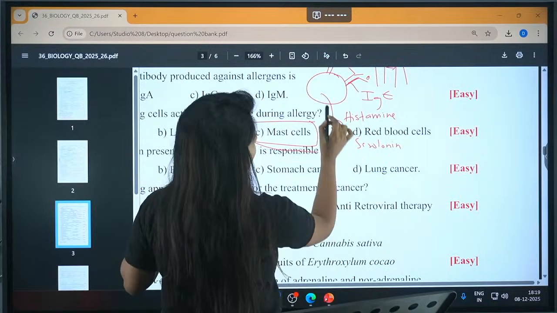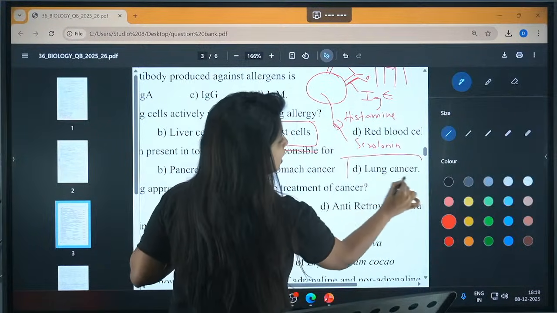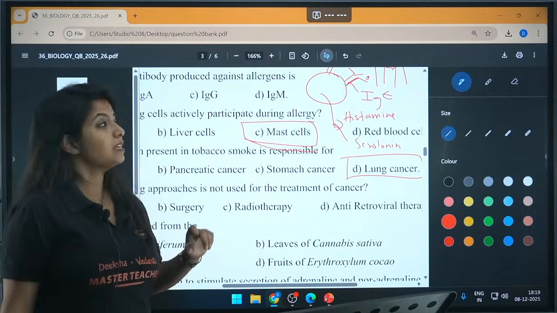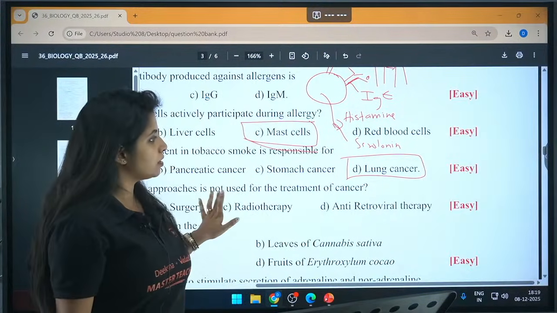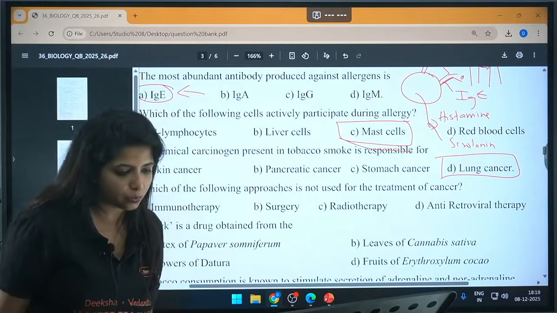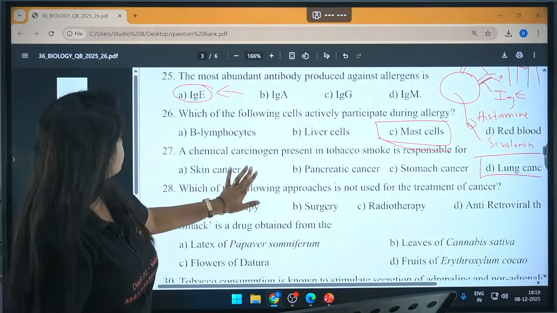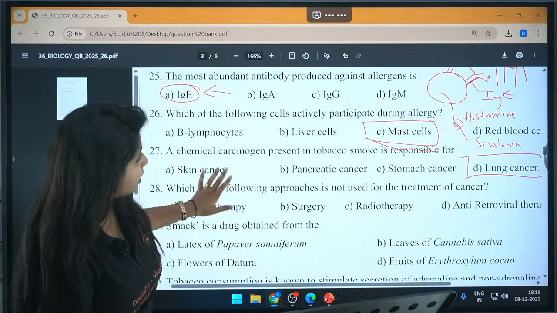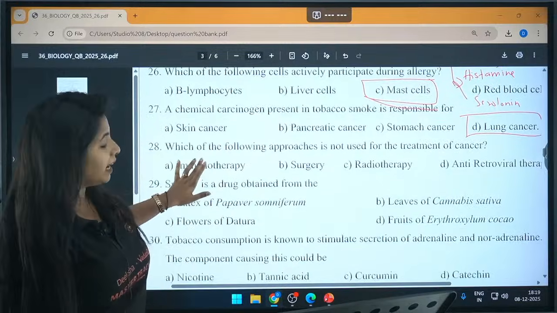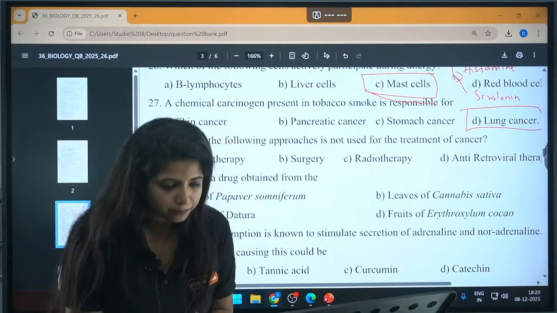What is there in the tobacco? It is nicotine which is there in the tobacco, which basically is a big problem. It can cause cancer, it can cause other troubles as well. Okay? So your answer for this question is 27D.